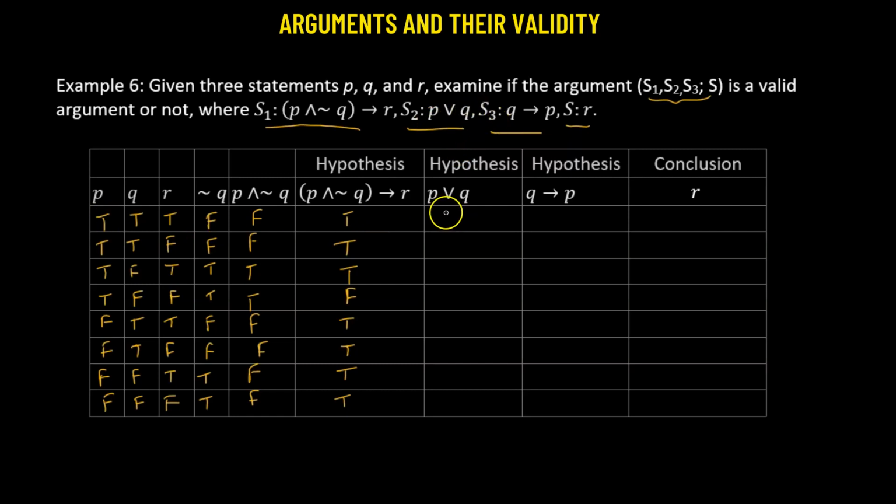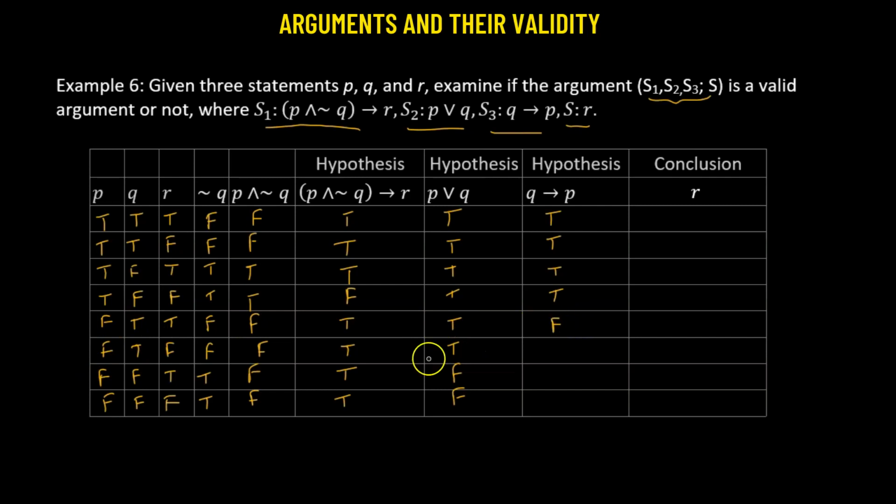So this will be true for any one of them is true. So we have true, true, true, true. Then we have true, true, false, false. Coming to the third hypothesis, if Q, then P. So we have if true, then true, so this is true. If true, then true, so this is true. If false, then true, so this is true. If false, then true, so this is true. If true, then false.